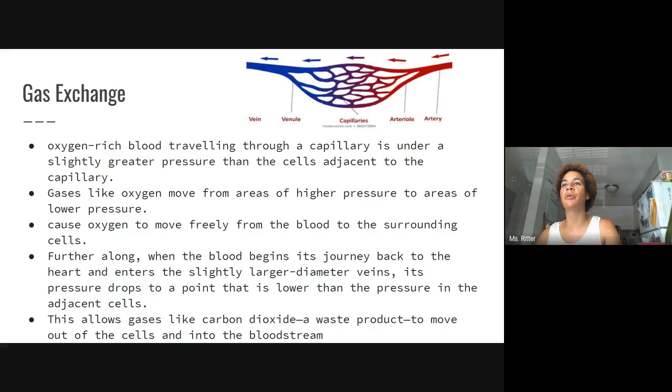Okay, so I hope that makes a little bit more sense. And if not, hang tight, because I'm going to talk a little bit more about pressure gradients and gas exchange in the physiology PowerPoint. So keep a lookout for that.